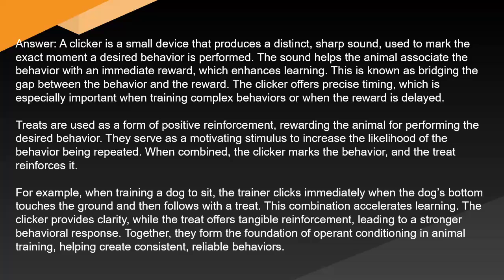For example, when training a dog to sit, the trainer clicks immediately when the dog's bottom touches the ground and then follows with a treat. This combination accelerates learning. The clicker provides clarity, while the treat offers tangible reinforcement, leading to a stronger behavioral response. Together, they form the foundation of operant conditioning in animal training, helping create consistent, reliable behaviors.